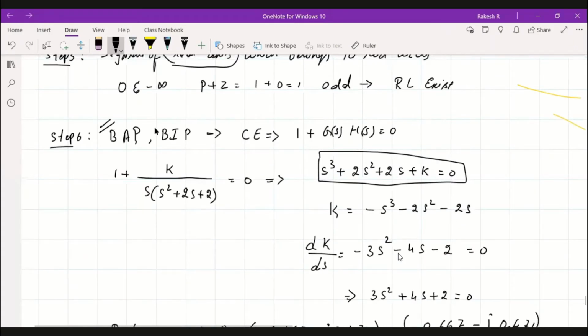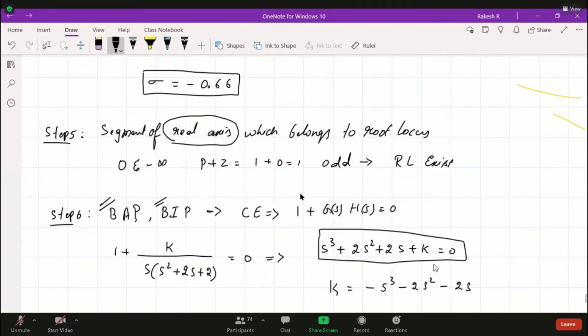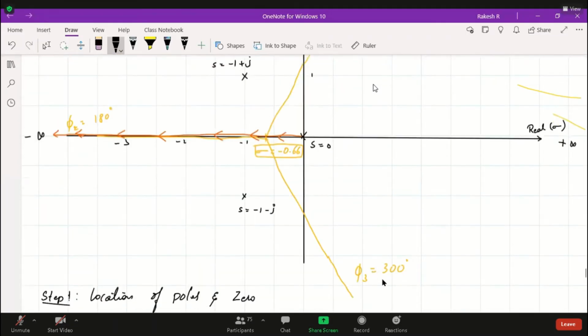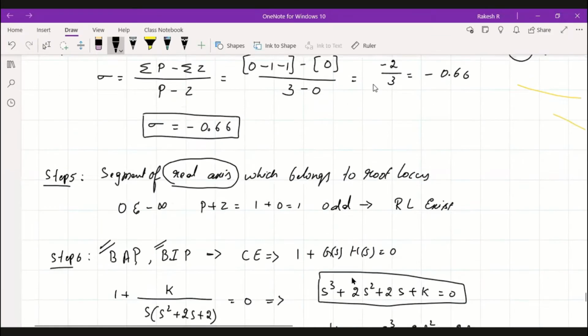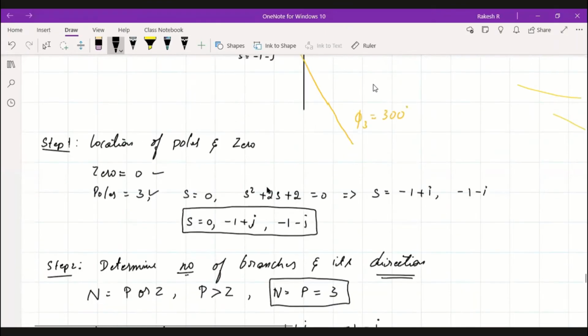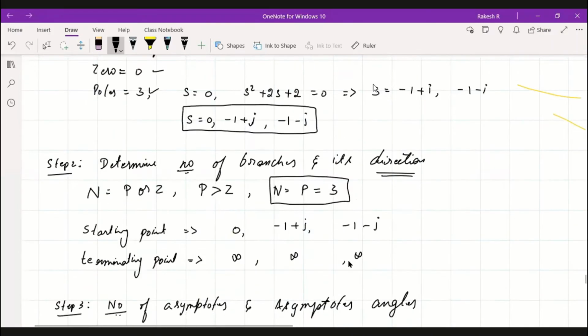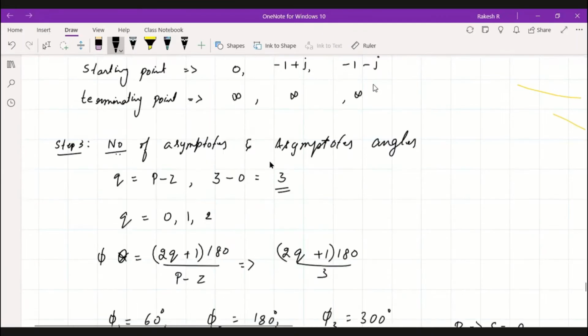We are finding the breakaway and break-in points. These should lie on the real axis where the root locus is present. Here we have minus 0.667 plus j 0.471. Minus 0.667 is this point, plus j 0.47, which is somewhere here.